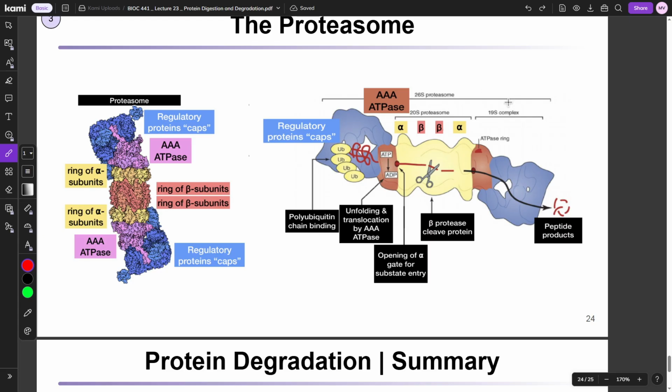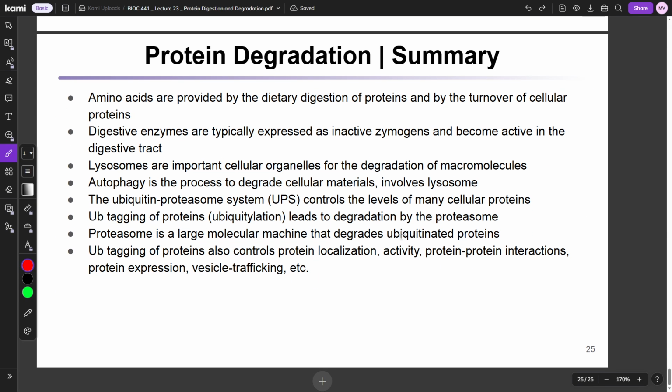Yeah, so we talked about the 19S, right? So there's the ubiquitin binding site here on this side. And then you have the ATPase ring, this ring here, which is still part of the 19S subunit. And then you have the alpha region, which is kind of like the door. And then the beta subunit, which is the actual cutting portion.